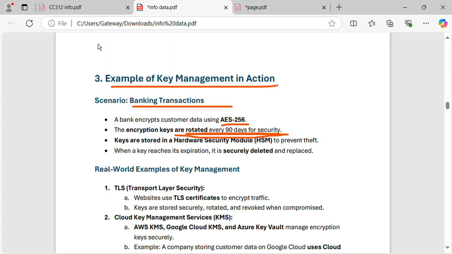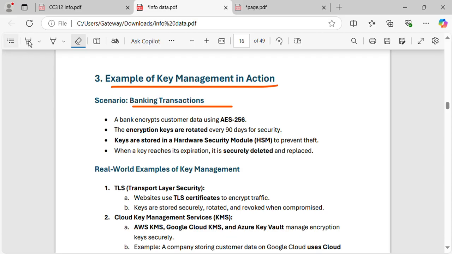So how do they encrypt data? We talked about how they encrypt the data using keys, and the encryption keys are changed every 90 days. They are going to be revoked. Keys are stored in a hardware security module to prevent theft. We have studied that. Keys could be stolen, so that's why it's important to put them in a hardware security module. When a key reaches its expiration, it is securely deleted and replaced.